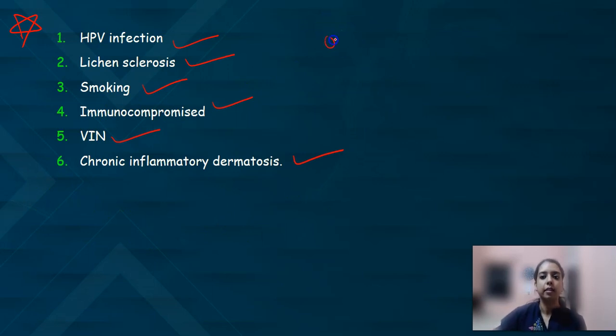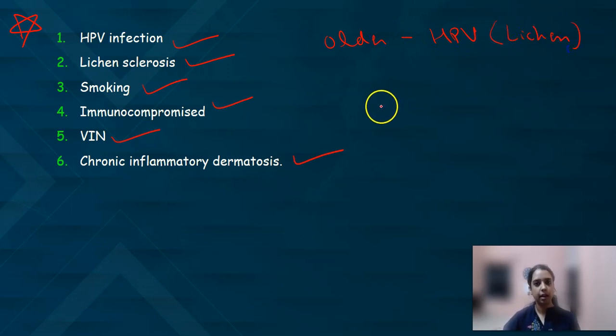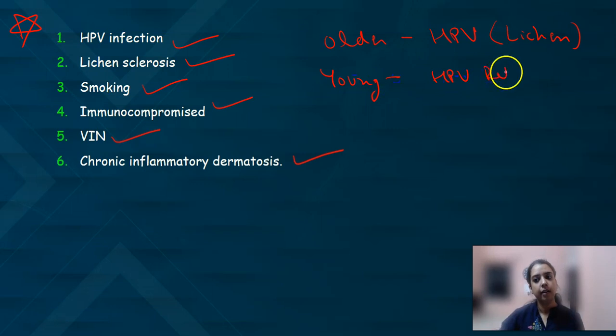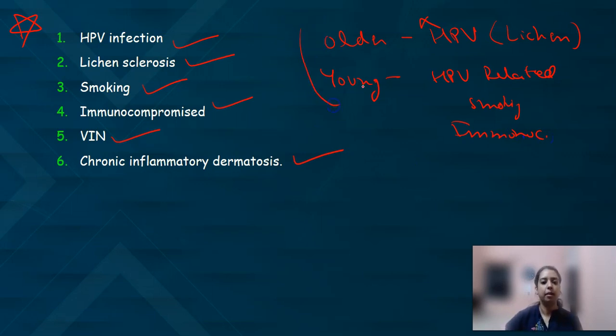Now the vulval cancer seen in older patients is more common, but it is not generally HPV related. It is generally seen around the lichen. So if you see a case of vulval cancer, you will see that she was having lichen sclerosis, which eventually evolved to vulval cancer. Whereas young vulval cancer is HPV related, and it is occurring in those who smoke and are immunocompromised. Okay, right? So this is about vulval cancer.